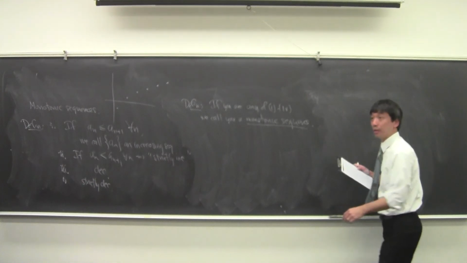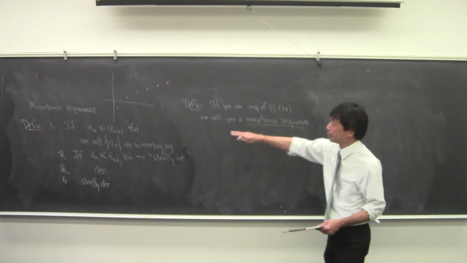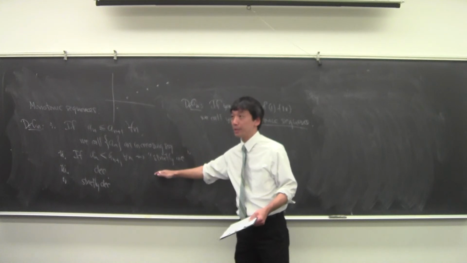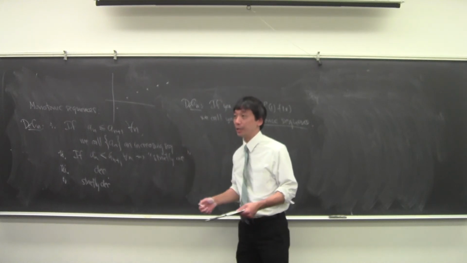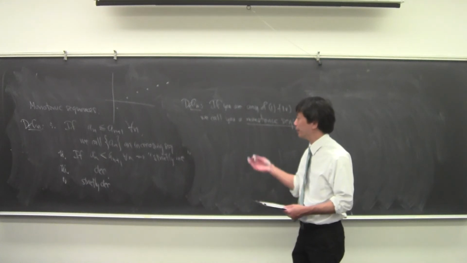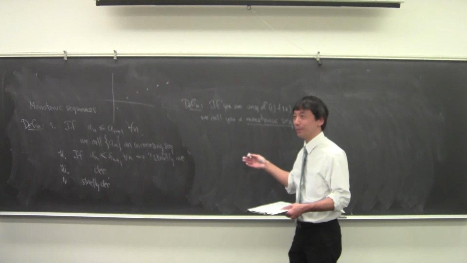I'm sorry? You said, so if you're just strictly increasing or strictly decreasing, you're monotonic. If you are any of these guys, if you're increasing or decreasing, strictly or non-strictly, you're monotonic. Right. So if you're an increasing sequence, you're monotonic. If you're a decreasing sequence, you're monotonic.